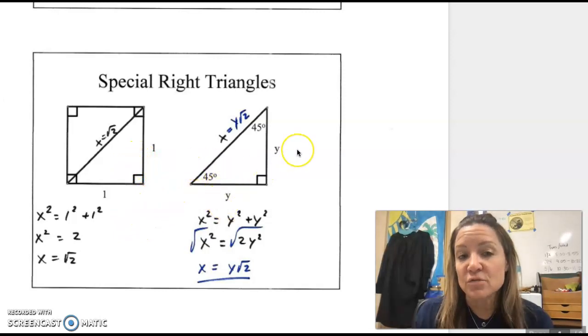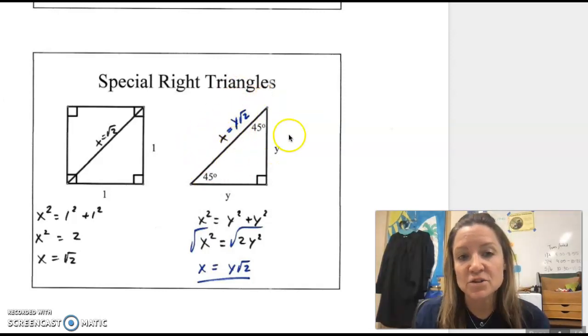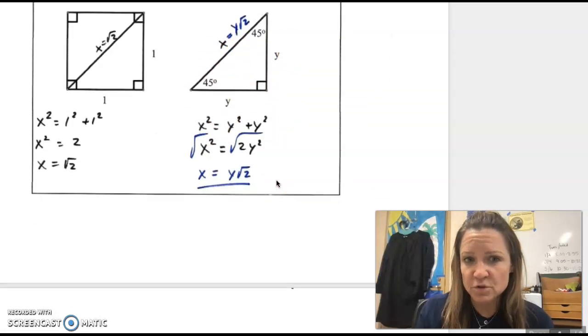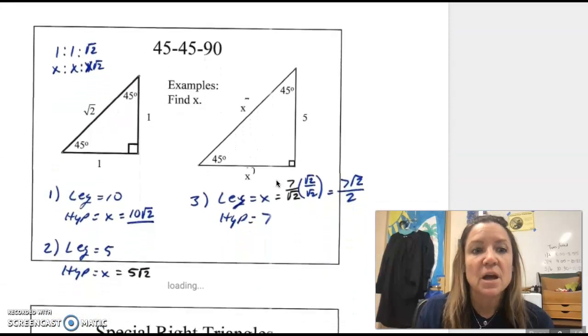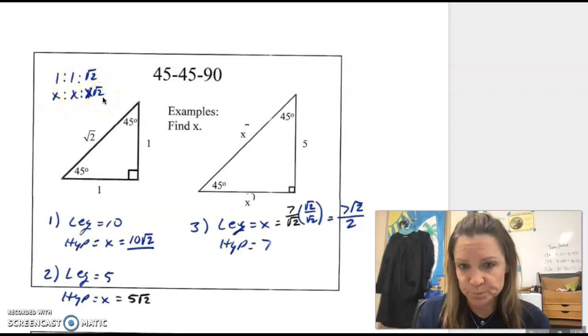So if you know either of the legs, you can simply multiply that value by rad 2, and that'll give you the length of the hypotenuse. Or if you know the length of the hypotenuse, you can divide that by rad 2, and that'll give you the length of the two legs, which are both the same. So the ratio, again, is 1 to 1 to rad 2, or you can call it x to x to x rad 2.